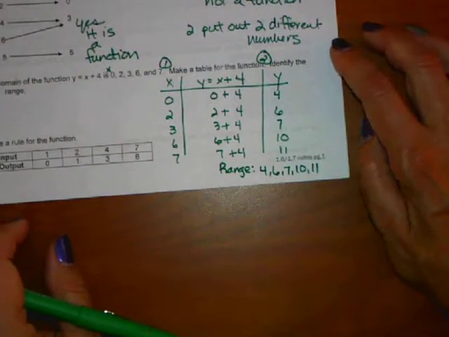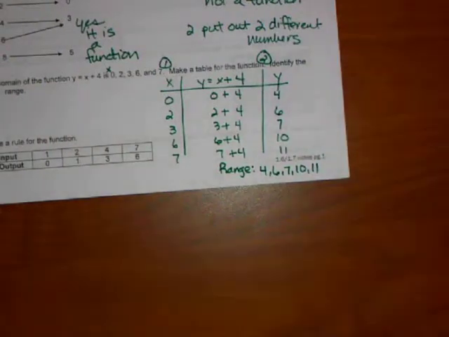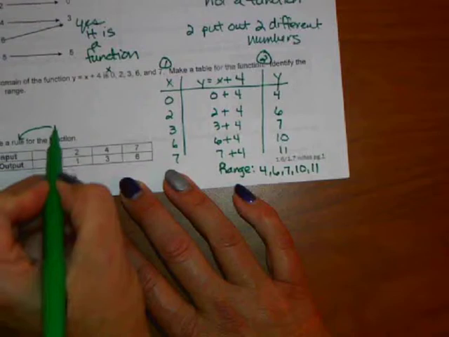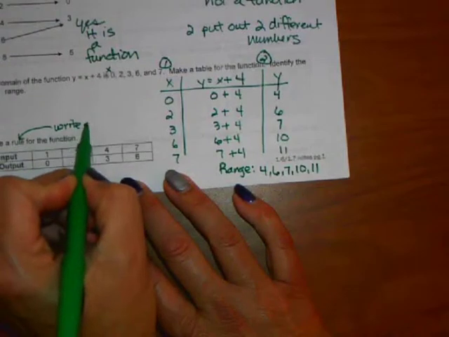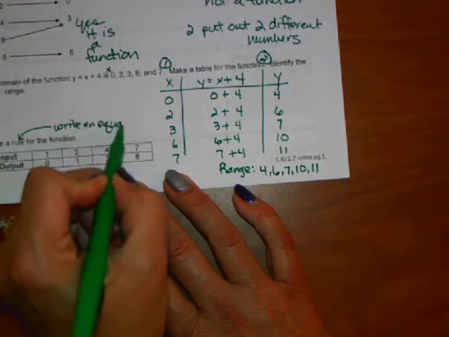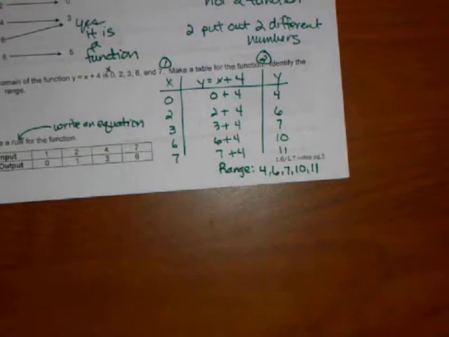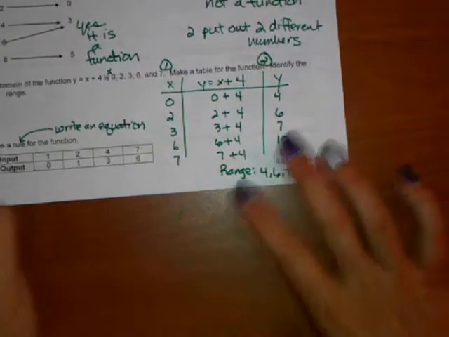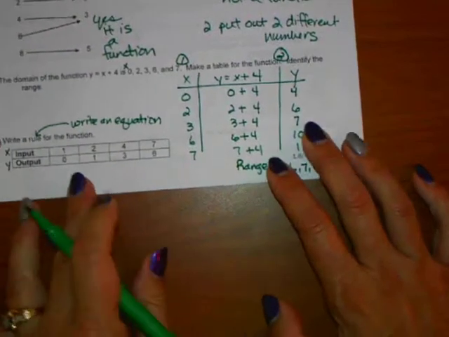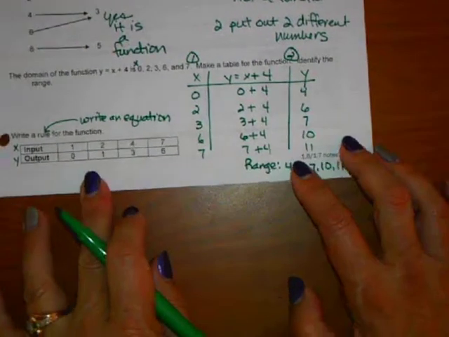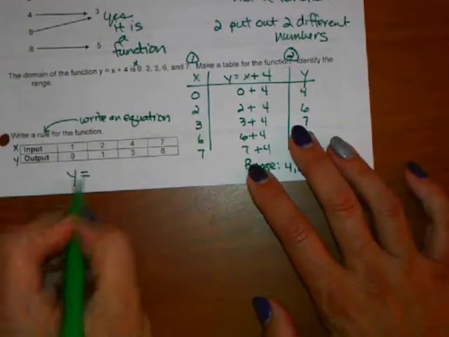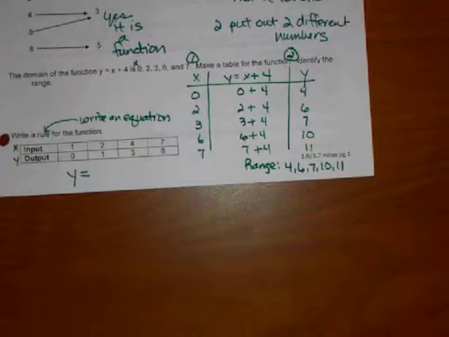Thanks. Write a rule for the function. All right, now, write a rule means we have to write an equation based on what we see in the table. And that equation we write has to work for every pairing here. So this input is the x, the output is the y. So I have to come up with an equation that's going to poop out my y value that works with these numbers. So, anybody have any idea how to go about doing that?